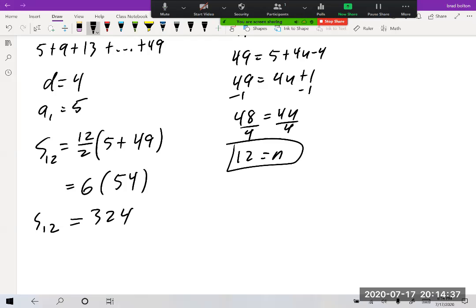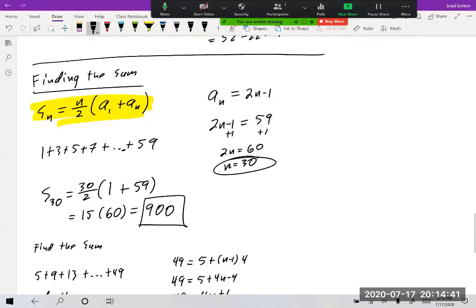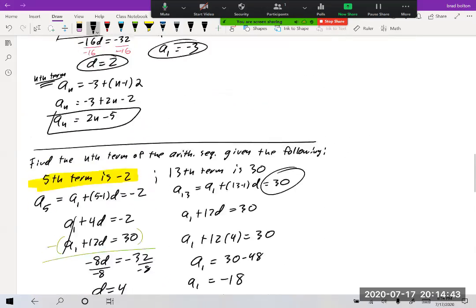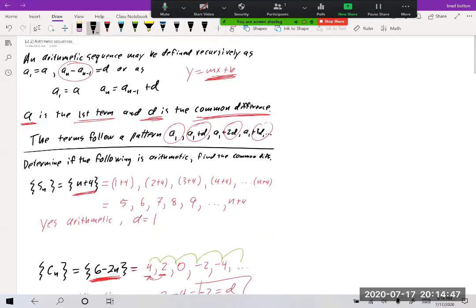Okay, so that's kind of it for arithmetic. Arithmetic is really nice. It should be like one of your favorite things to deal with. Unfortunately, we don't see it a lot after this math course. You see geometric a lot, but not really arithmetic as much.